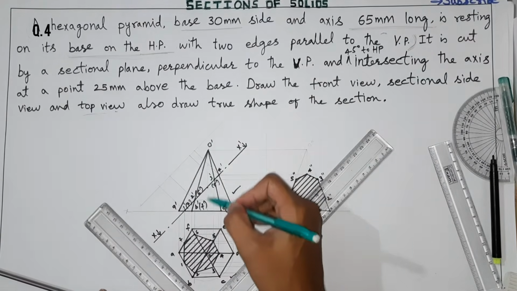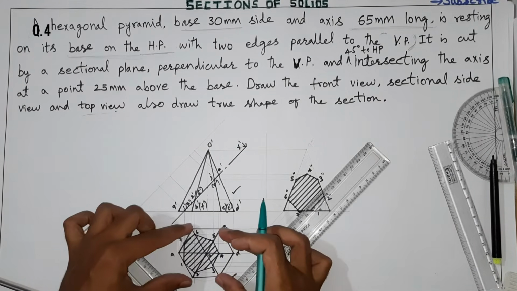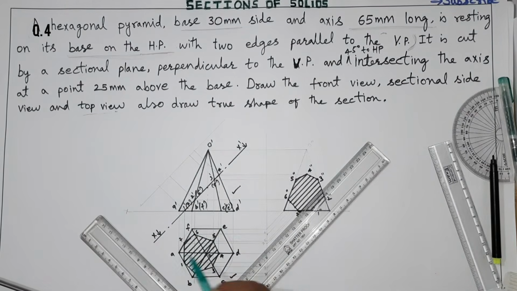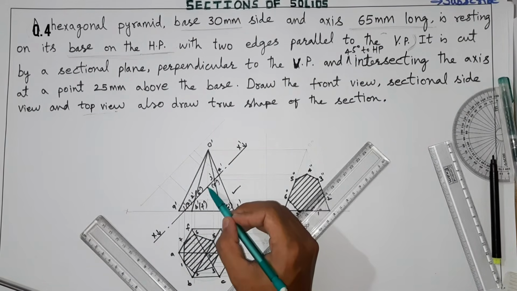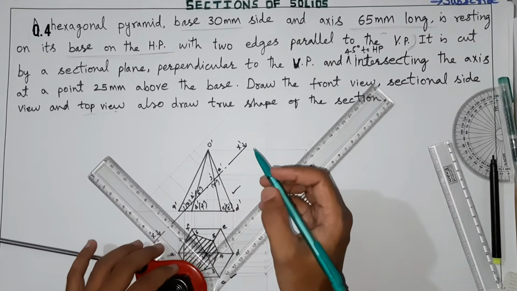So here at the axis we are not having any point because the problem is this type, this base edge is parallel to VP. If the orientation is in this way, for example A and D are in this line, then here 2 points would have come. That is a different case. Now let us continue the problem.